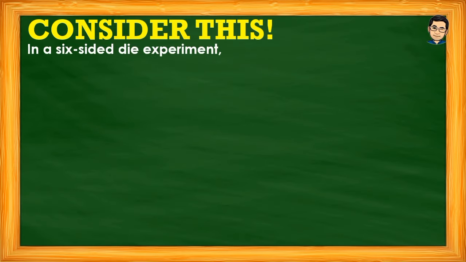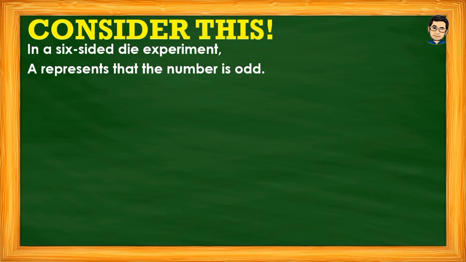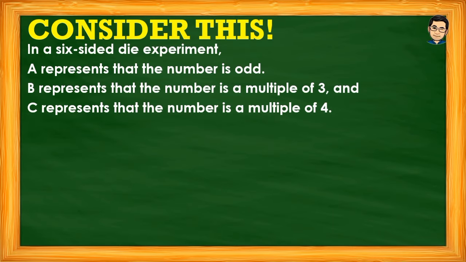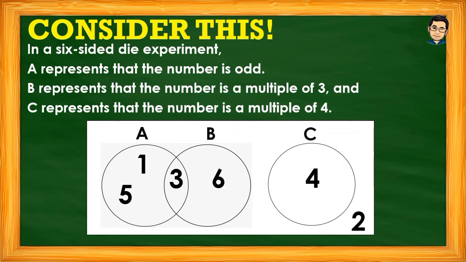So, consider this. In a six-sided die experiment, A represents that the number is odd, B represents that the number is a multiple of 3, and C represents that the number is a multiple of 4. So, to illustrate din this using a Venn diagram, so ito po siya. So, yung A natin represents that the number is odd. So, yung mga odd numbers, ito yung mga numbers na nag-end sa 1, 3, 5, 7, and 9. And then, B represents that the number is a multiple of 3. So, multiple of 3: 3, 6, 9, 12, 15, and so on. These are numbers that can be divided by 3. Okay. So, as you can see, meron silang common element, which is 3. Because 3 is an odd number, and then 3 is also a multiple of 3.